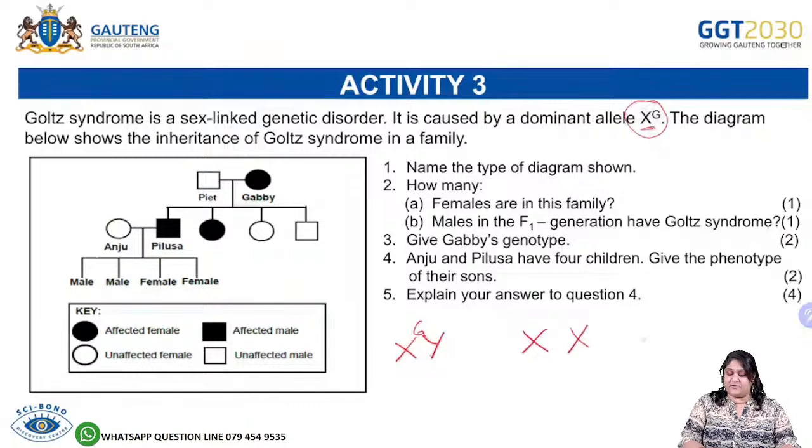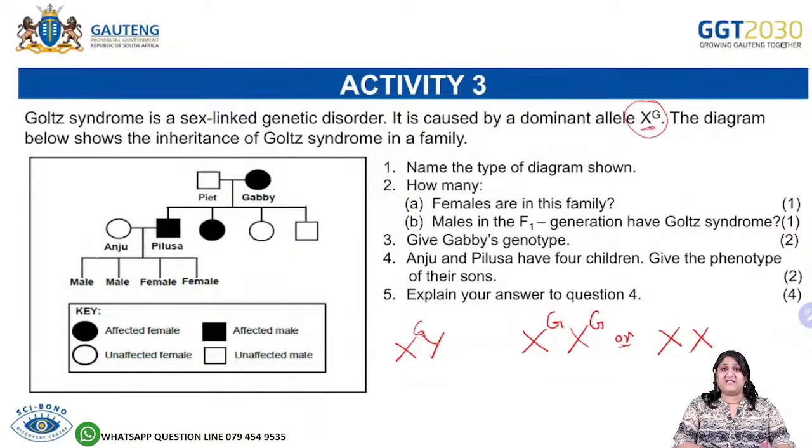Now, for a female to have Galt's syndrome, there are two options. There are two options for a female. Why am I saying that? Because this option, which is homozygous dominant, that means that this female is going to have Galt's syndrome, right? However, if the female is going to be heterozygous, she will also have Galt's syndrome. Why am I saying that? Because the dominant allele over here is going to mask the recessive allele. In this instance, the recessive allele is normal and the dominant allele is the one that is causing the disorder.